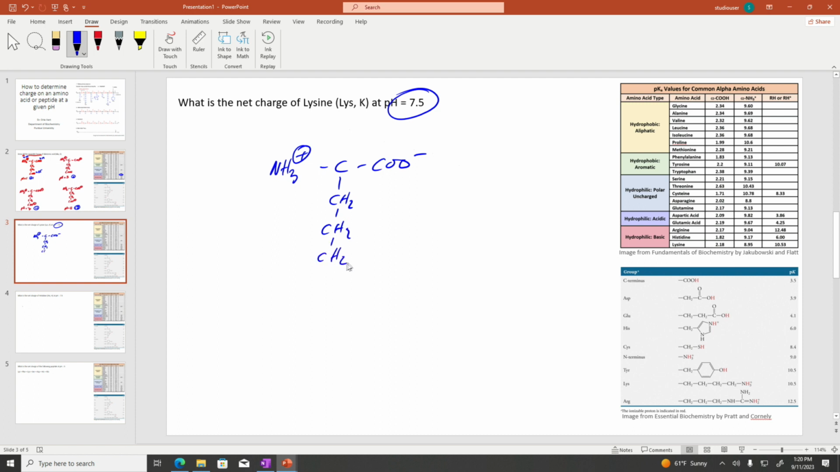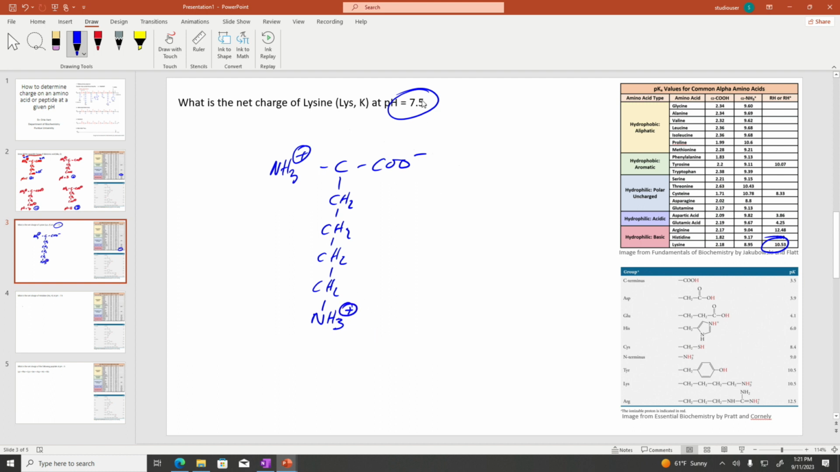And then we've got a nitrogen group here. So this is the unprotonated form, but at pH 7.5, quick check at lysine, the R group pKa over here is 10.53, which means that at pH 7.5, that's definitely going to be protonated, so it won't be NH2, it'll be NH3 plus, okay?